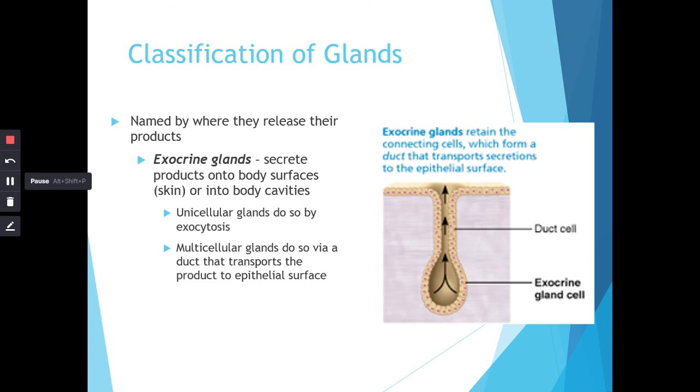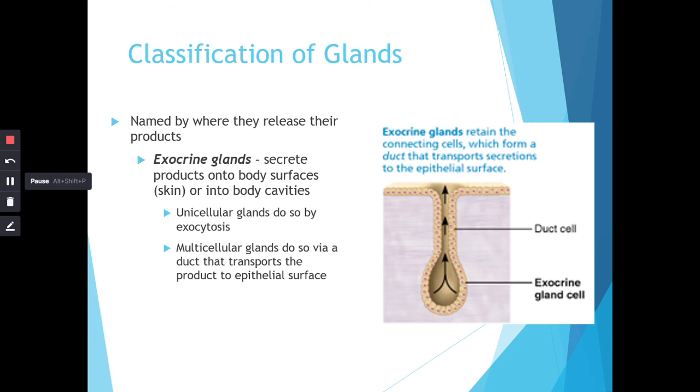As we talk about exocrine glands, these are important for releasing products to body surfaces or into body cavities, and these are the ones we're more familiar with. They still release their products through exocytosis, an active process that we learned about in chapter 3, but they do have ducts. Endocrine glands do not have a duct, which requires them to release their products right into the blood vessel, the lymphatic vessel, or the surrounding tissues nearby.